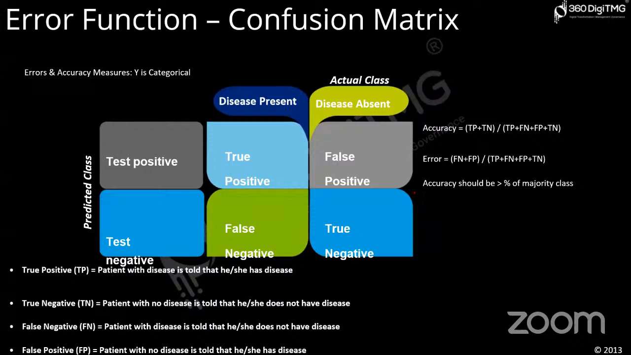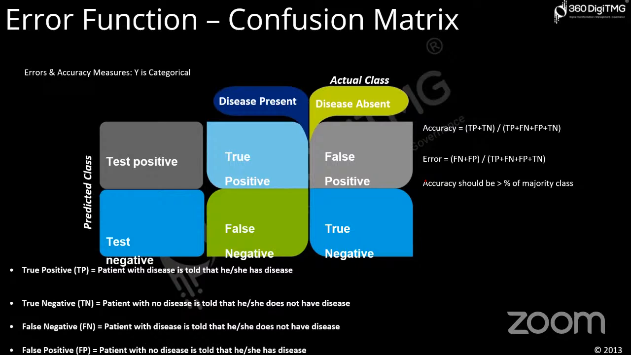Some of the features I would like to tell you: when we are getting a true positive, it means a patient with disease is told that he or she has a disease. If we are getting a true negative, a patient with no disease is told she does not have disease. If we have a false negative, a patient with disease is told that she or he does not have disease. When we are getting a false positive, a patient with no disease is told he or she has disease. So much confusion, right?